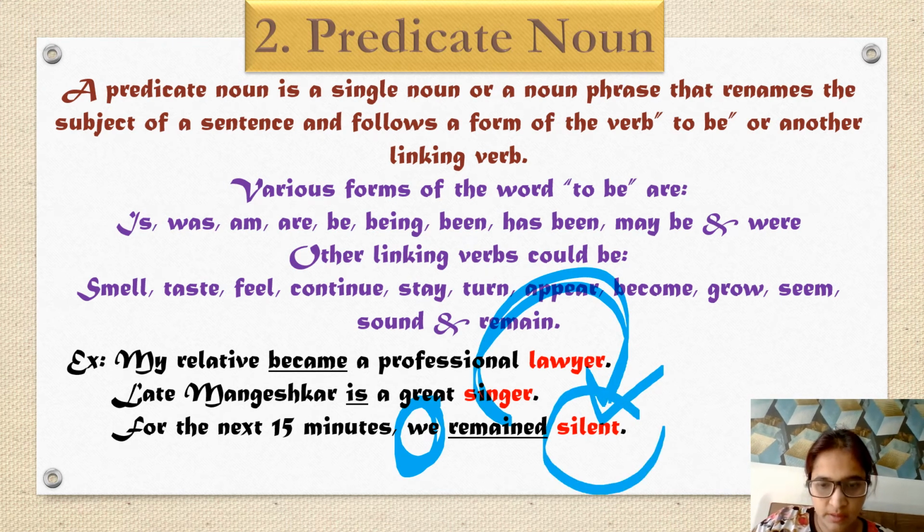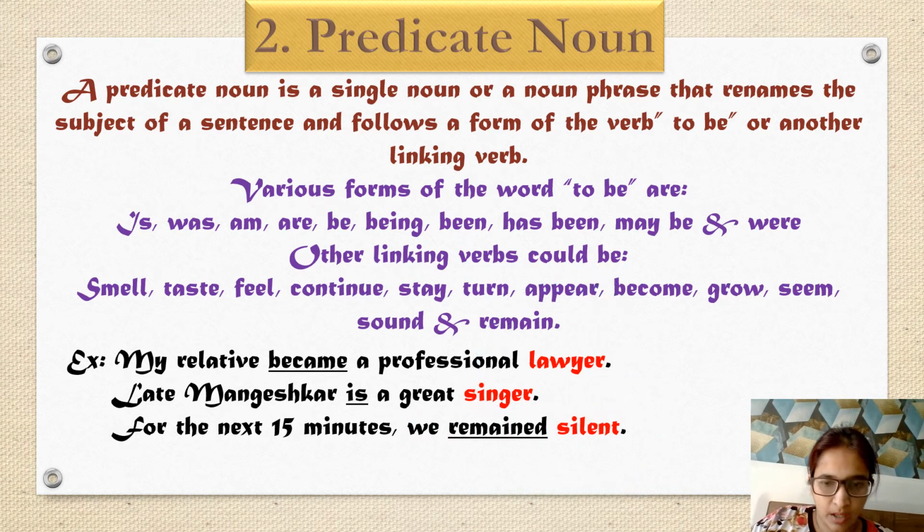So silent becomes the predicate noun here, because the linking verb is talking about silent. So we say silent is the predicate noun. Let's go to the next one.